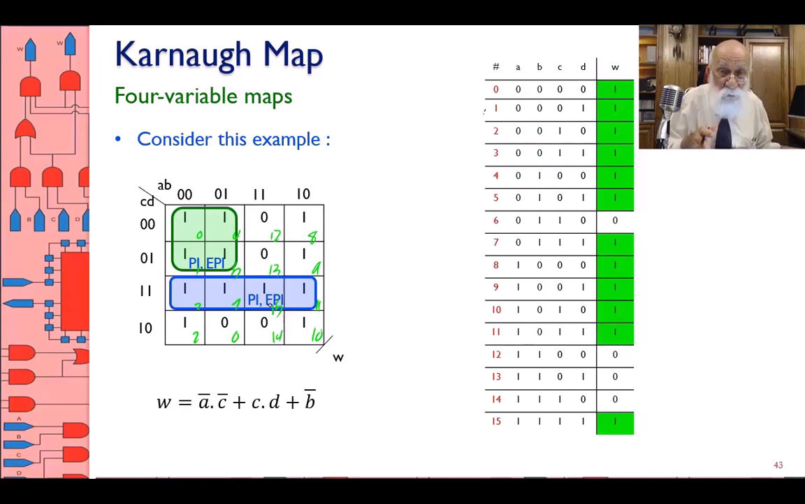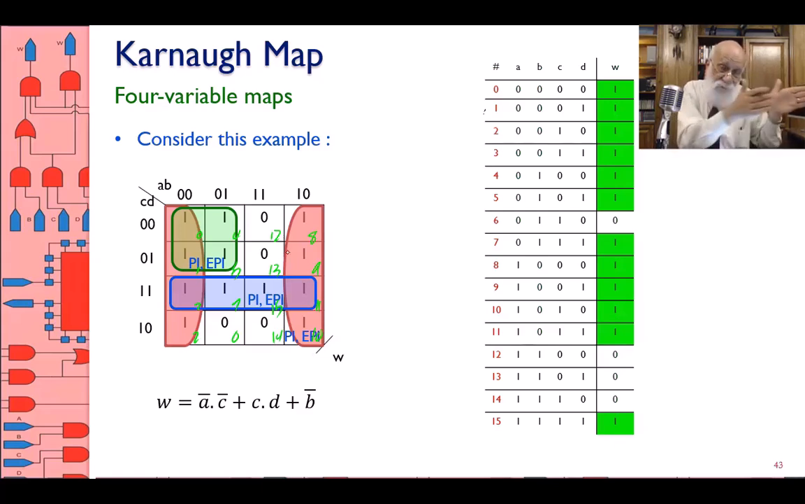Once again, there are too many implicants to list each one of them. For example, this is an implicant, this is an implicant, this is an implicant. So implicants, I'm not listing them. I start with prime implicants. For now, don't worry about essential prime implicants. Now I have 4 on this side, 4 on this side.